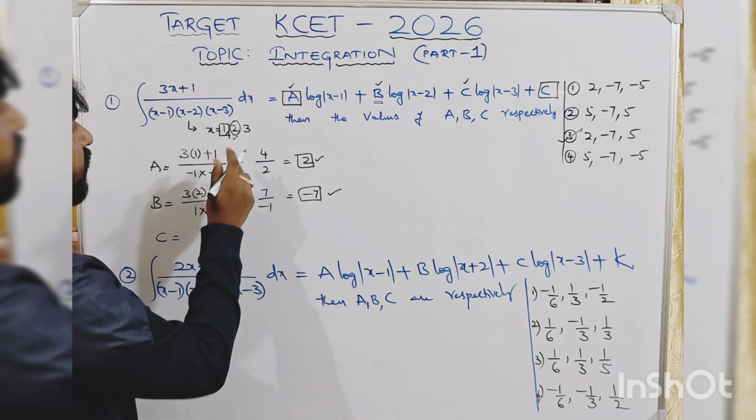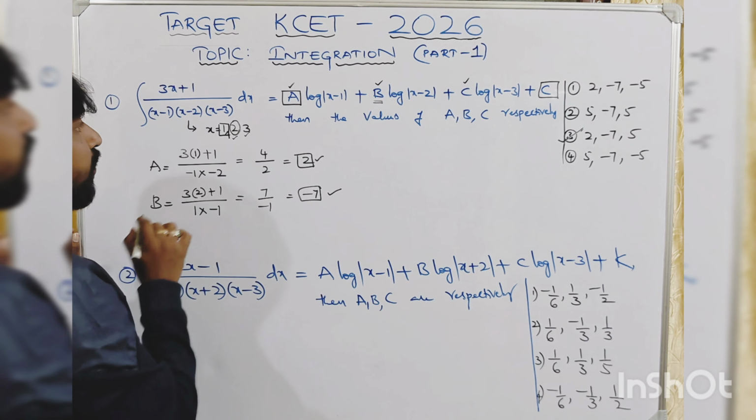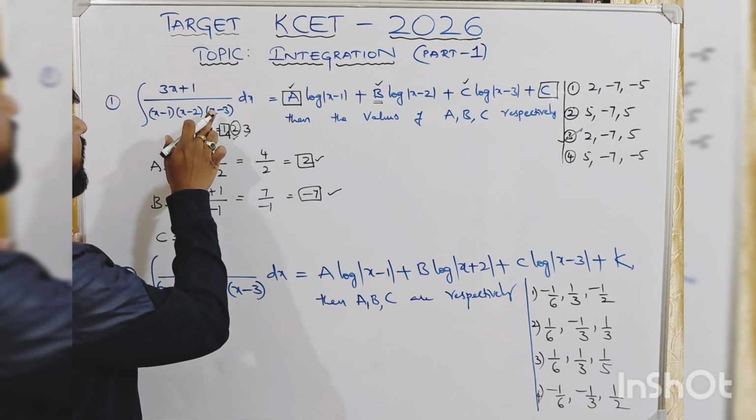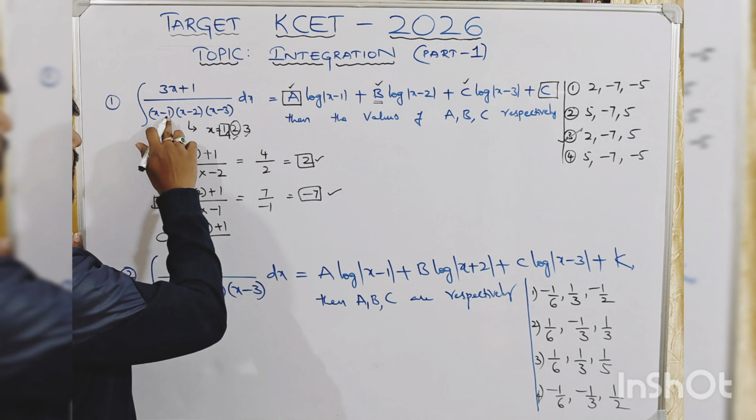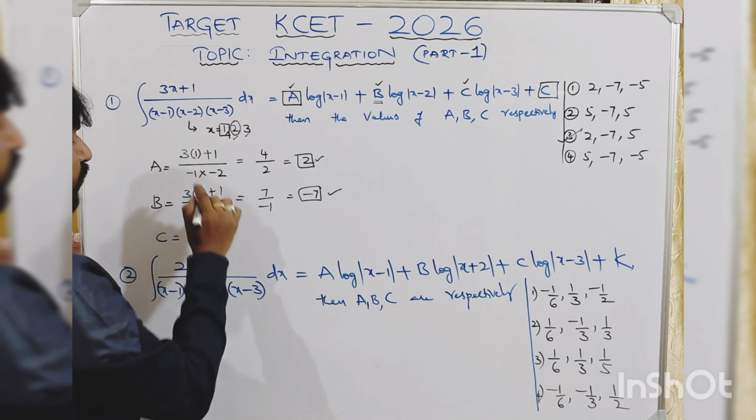C is equal to what you are going to take? 3. So 3 means what you are going to do? x equal to 3 you need to substitute in place of x. 3 into 3 plus 1, by 3 minus 1, 2, into 3 minus 2, 1.